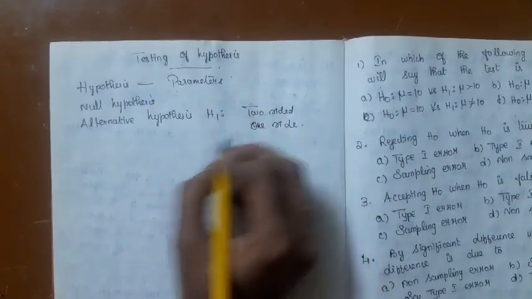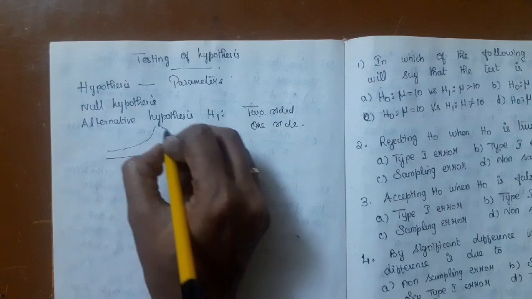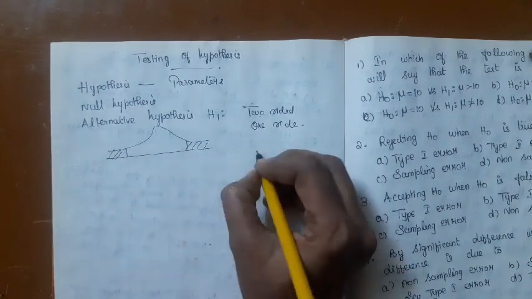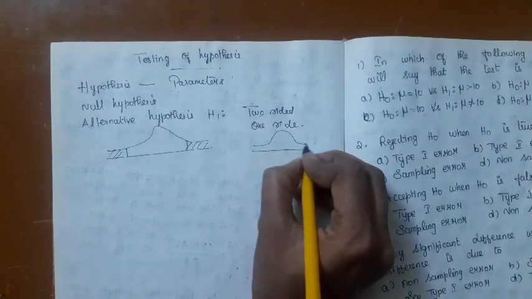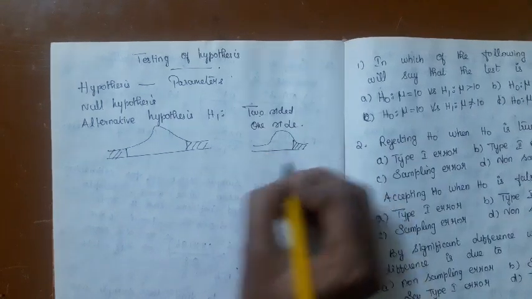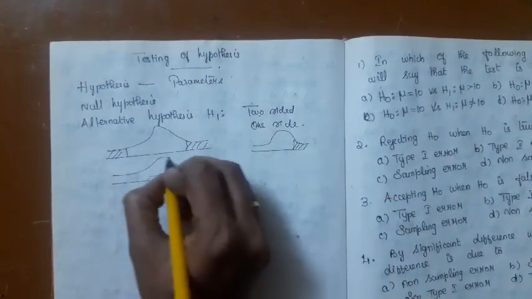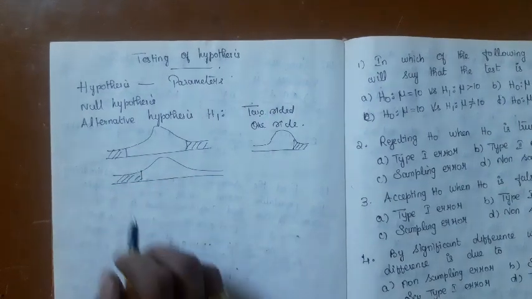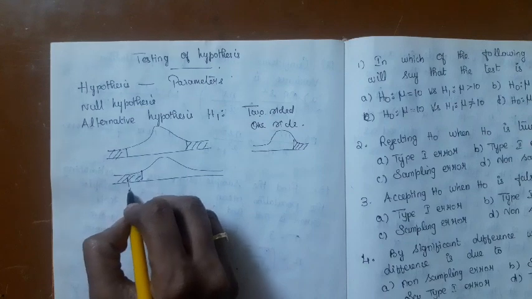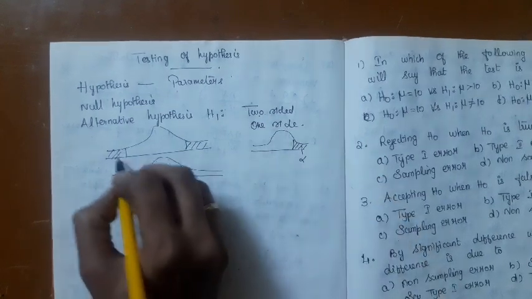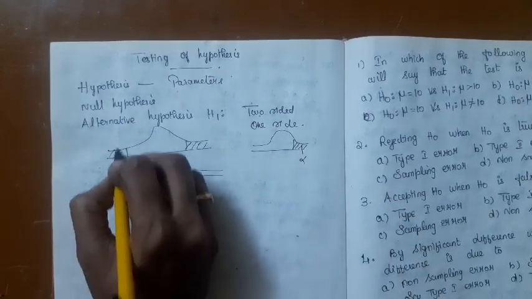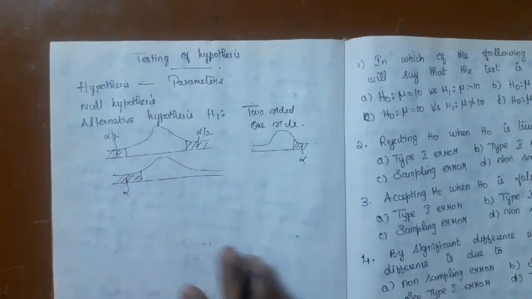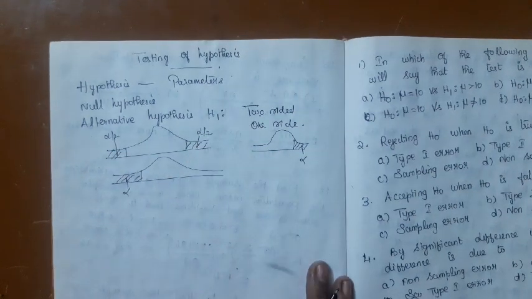When the alternative is two-sided, you have critical region in both the tails. When the alternative is right-sided, you have critical region only in one side. When the alternative is left-sided, you have critical region here. The size of this critical region is alpha. In two-sided, this is alpha by 2 and this is alpha by 2, and on the whole the size of the critical region is alpha.